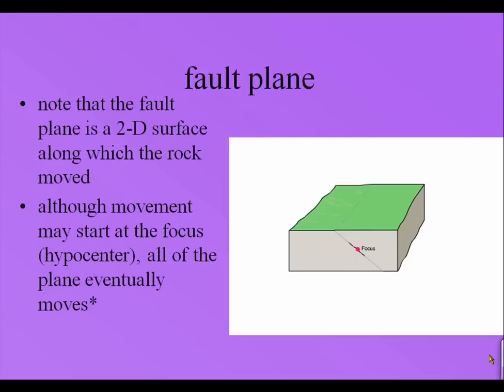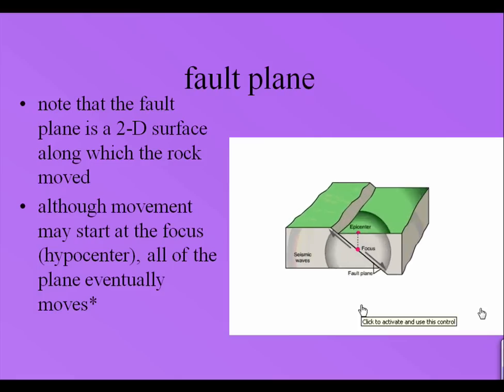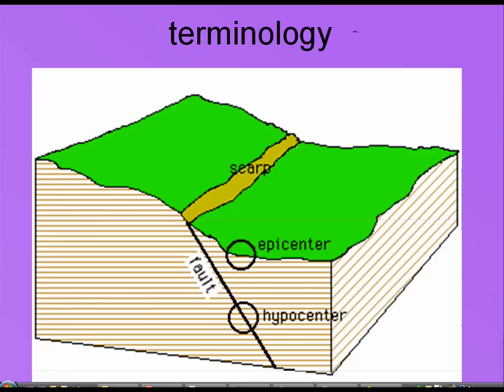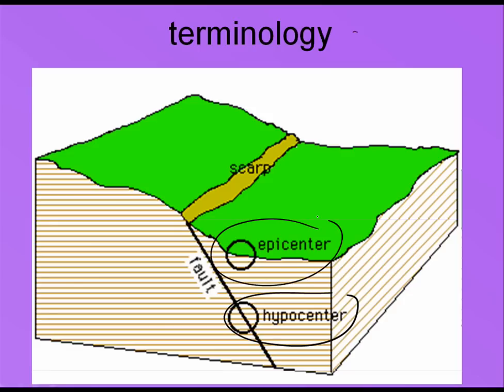The fault is a fracture in rock along which movement has taken place. Notice that the fault is a plane, a two-dimensional surface along which movement occurs. The movement may start at the focus, but eventually the entire plane moves. To clarify the terminology, the hypocenter, also the focus, is where the movement begins. The epicenter is the place on the surface of the land directly above the focus or hypocenter. The scarp is the cliff that results from the movement of the fault.